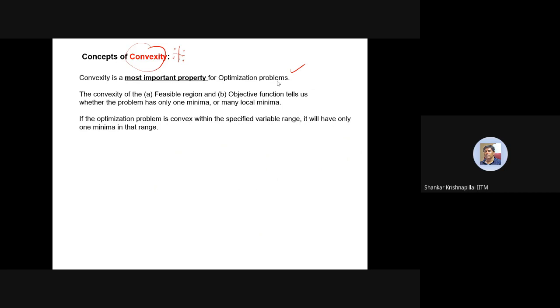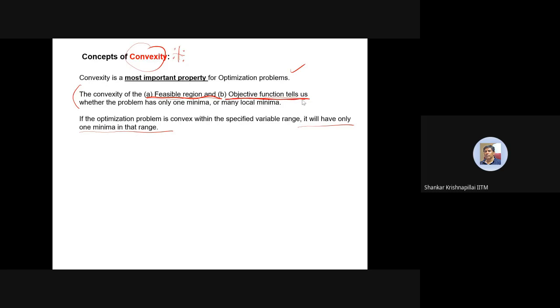If it is convex, it means that it will have only one minima within that variable range. You can know in advance that it will have only one minima within that range. Convexity of an optimization problem is highly important. Convexity of an optimization problem can be divided into two parts: convexity of the feasible region and convexity of the objective function. So two separate convexities are there.